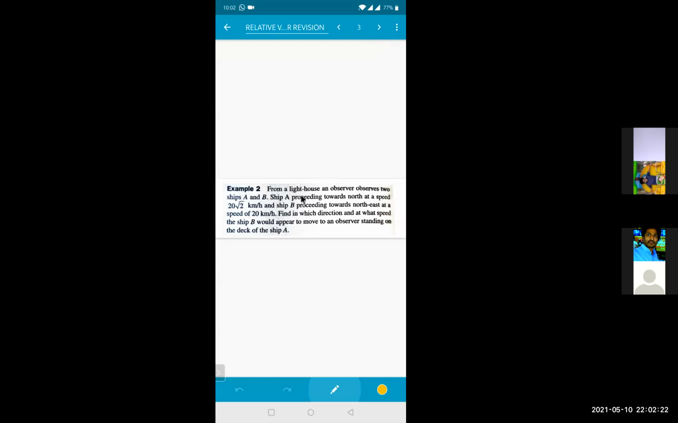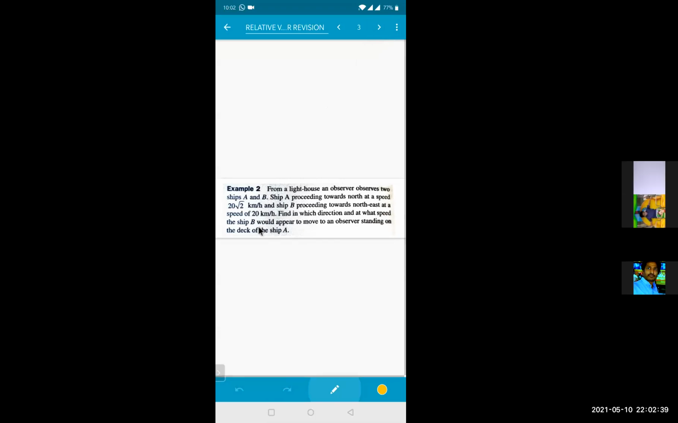Clear? Next one. Question number 2, very important. From a lighthouse, an observer observes the two ships A and B. Ship A is proceeding towards the north at a speed of 20 root 2 km per hour, and ship B is proceeding towards the northeast at a speed of 20 km per hour. Find in which direction and with what speed the ship B would appear to move to an observer standing on the deck of ship A.